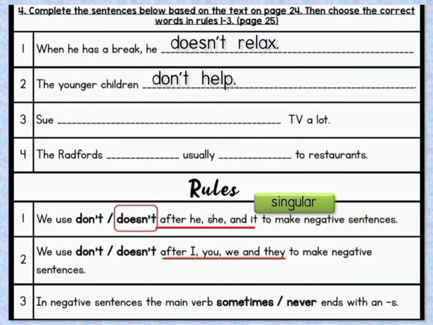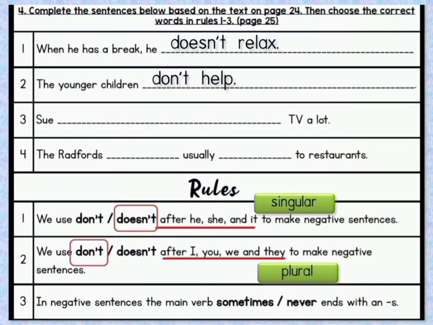Number 2, the keyword is after I, you, we, and they to make negative sentences, and write the word plural. Now, look at sentence 2 and sentence 4. The words younger children and the red forts. Okay, this is the keyword in the sentences above. Now, because of this, the answer for number 2 is don't. So, rule number 2 is we use don't after I, you, we, and they to make negative sentences.